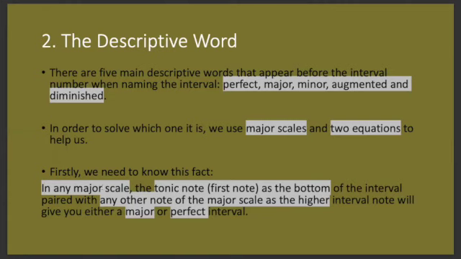Okay, firstly, we need to know this fact. In any major scale, the tonic note, which is the first note of the major scale, as the bottom of the interval, paired with any other note of the same major scale as the higher interval note, will give you either a major or a perfect interval.